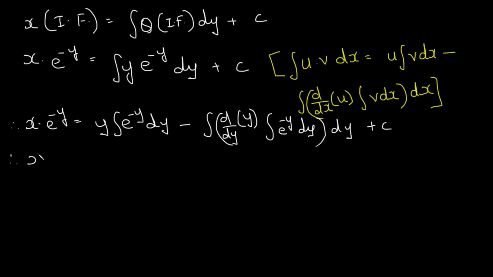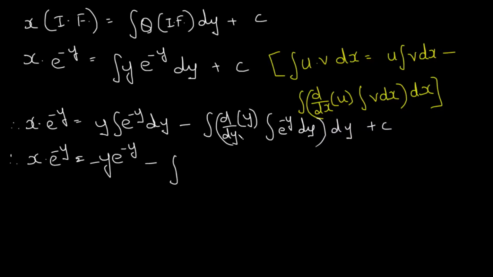Then going further, we are going to get x into e raised to minus y is equal to, now on the RHS, y into the integral of e raised to minus y. The integral will be minus e raised to minus y. So minus e raised to minus y, y into y is as it is, so e raised to minus y over here, minus integral.